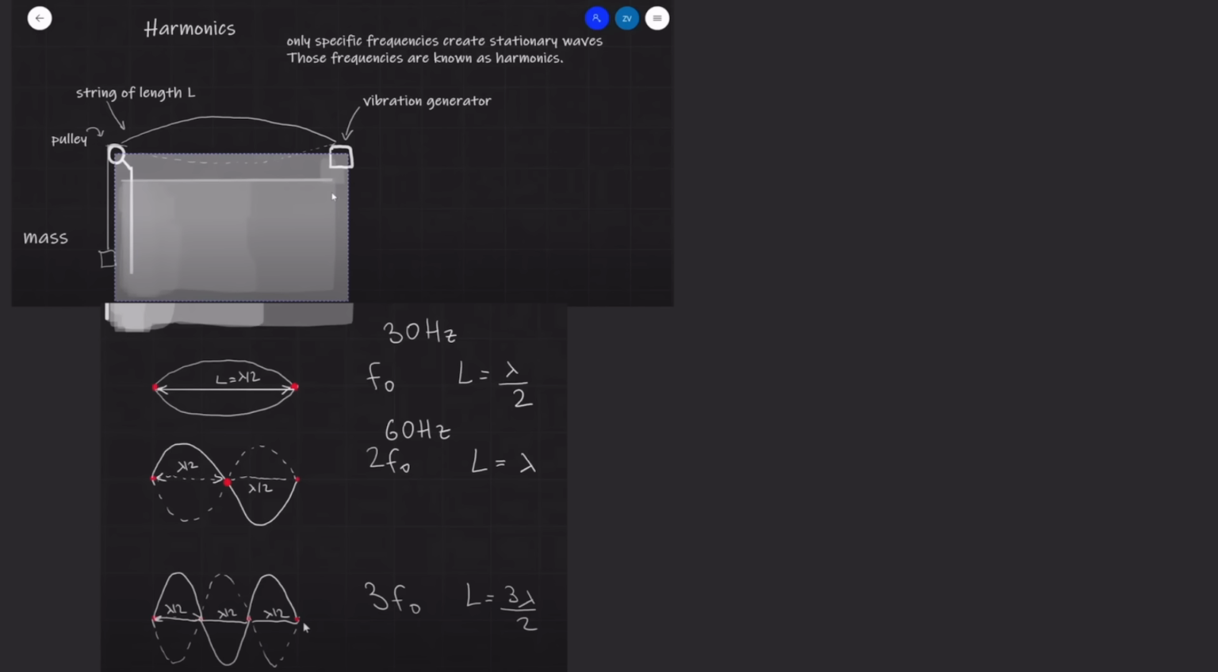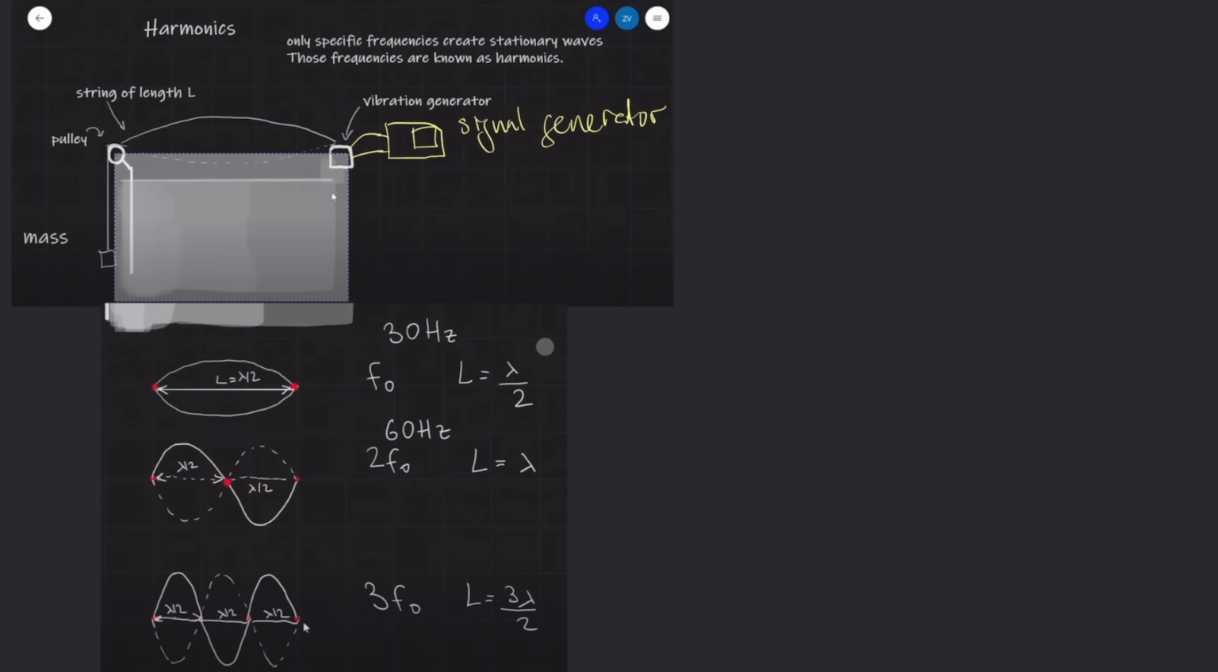The harmonics can be demonstrated by this lovely experiment in which we have a vibration generator. The vibration generator is typically, by the way, connected to something known as a signal generator as well, which can produce an electrical signal at a given frequency, and that moves the vibration generator at that particular frequency. We have a piece of string of a certain length between the pulley and the vibration generator, and then a mass underneath. We're going to notice that at certain frequencies, specific patterns appear.